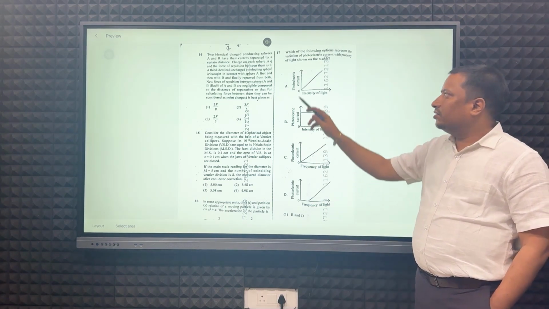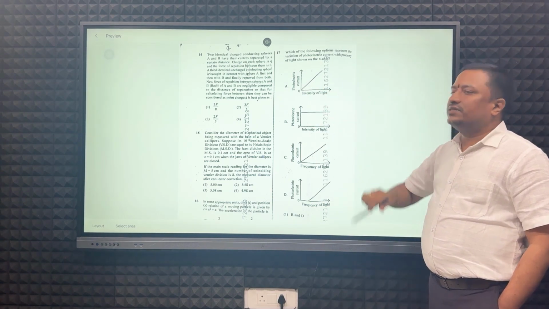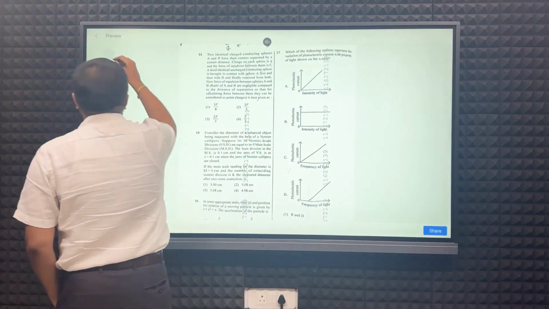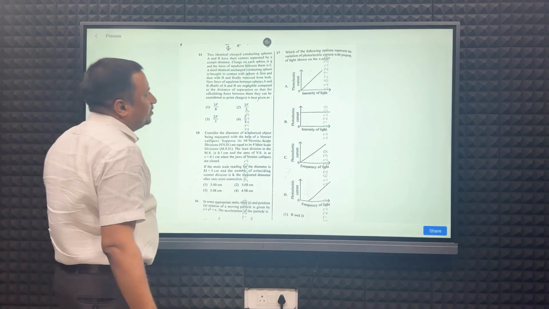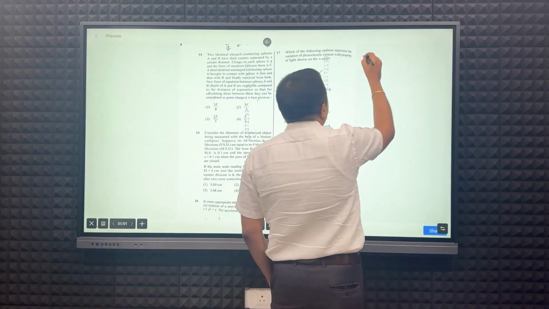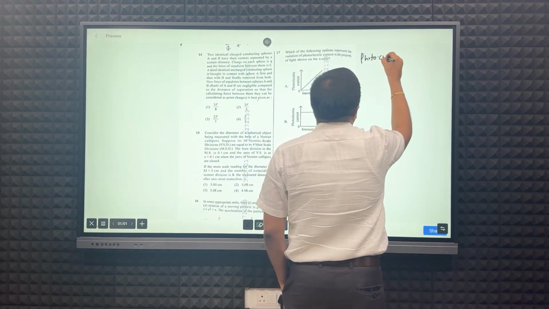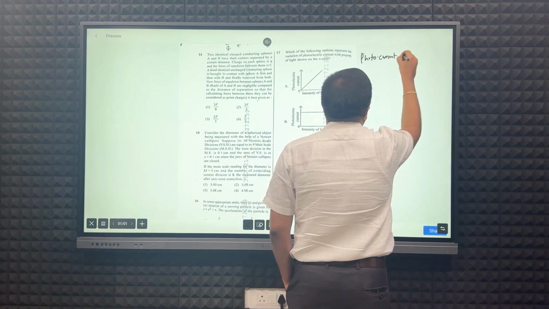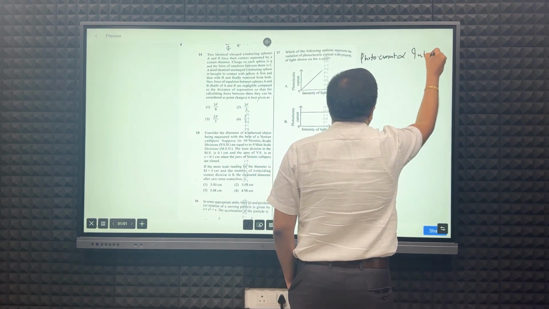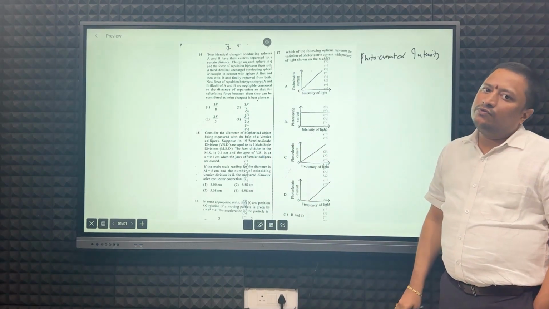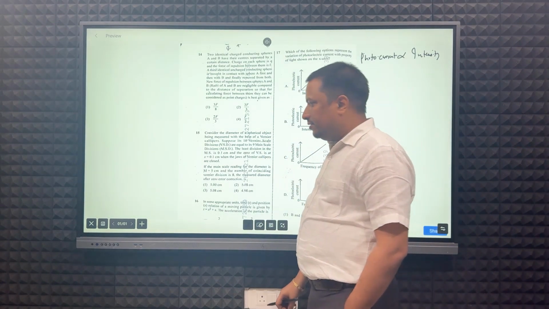What have they given? One is photoelectric current and intensity of light. We all know photoelectric current is directly proportional to intensity of light. I can tell you one thing: photoelectric current is directly proportional to intensity, and the other thing is frequency of light. Photoelectric current does not depend on frequency.